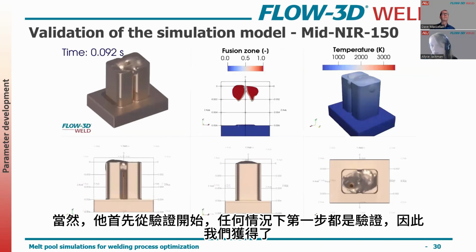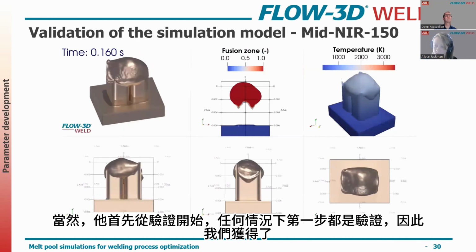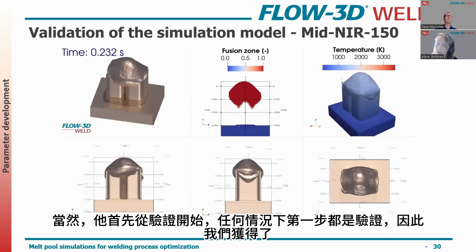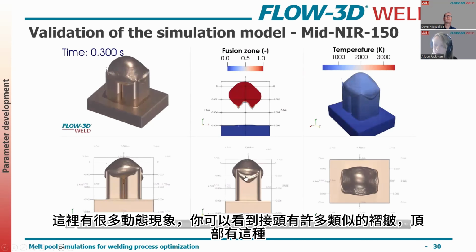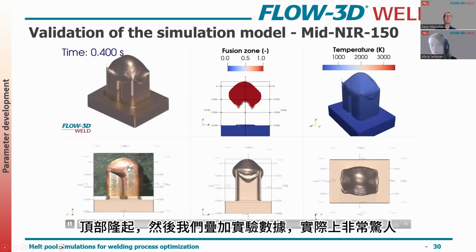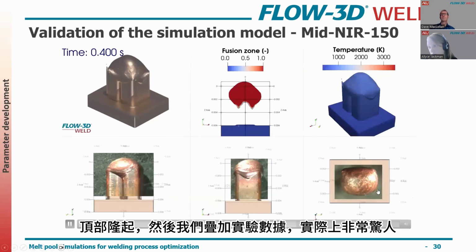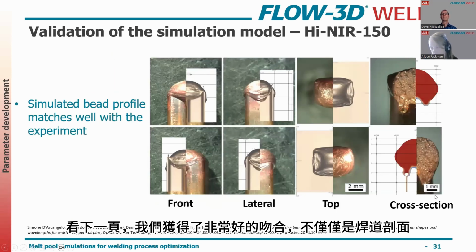So of course, he started off with a validation. That is step one in any case. And so we get a lot of dynamics here. You can see there's a lot of folding of the joint. You get this sort of top bulge on the top. And then if we overlay the experiment, it's quite phenomenal, actually. Let's look at the next screen.